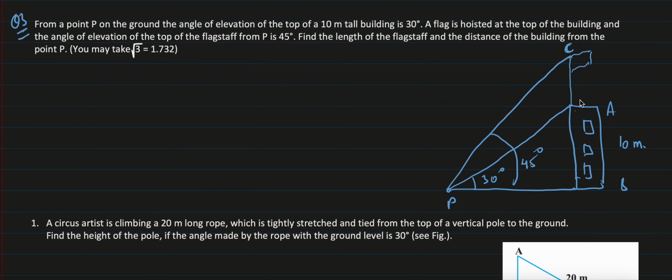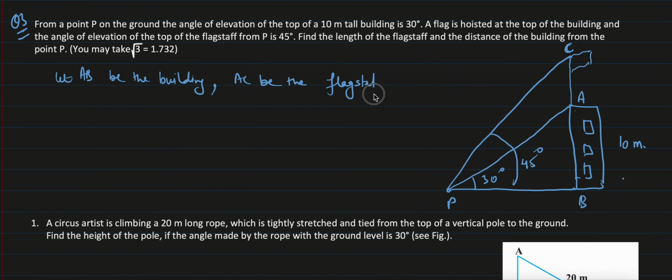So I'll name these as AB over here, because we get a right angle triangle. So now AB be the building, AC be the flagstaff, P be the point that we have. From a point P, they only mentioned it.